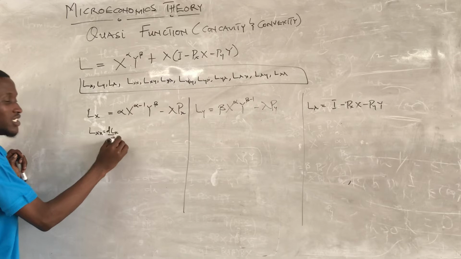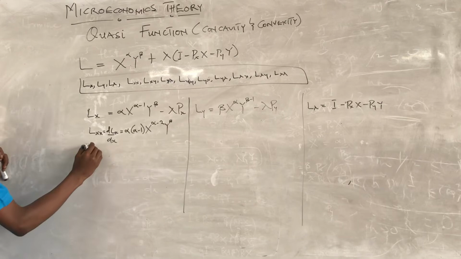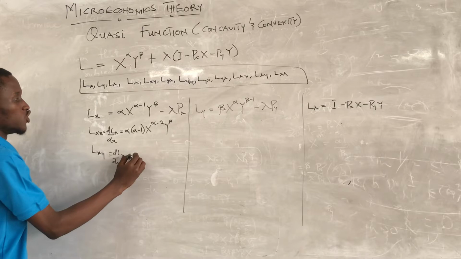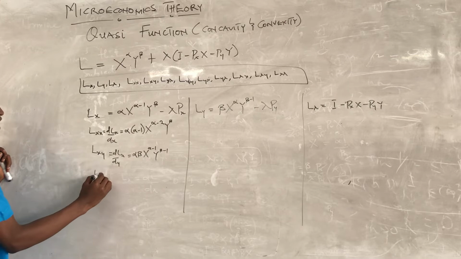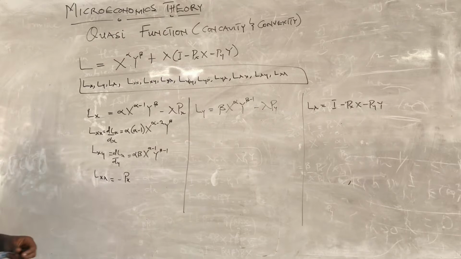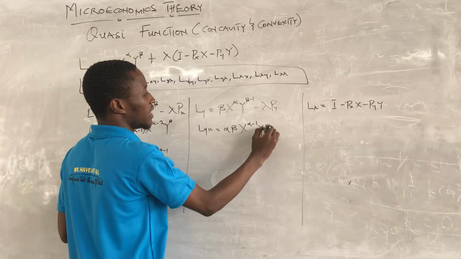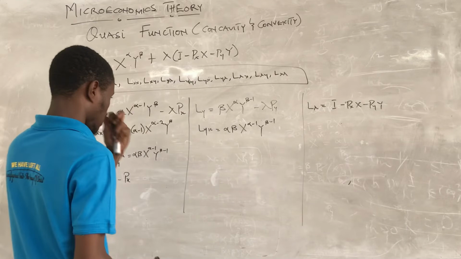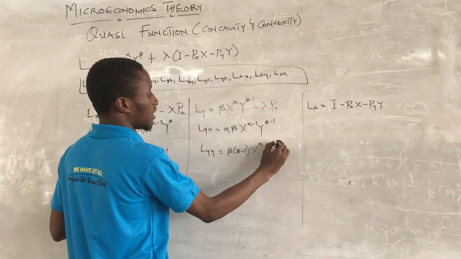This gives me alpha times (alpha minus 1) x^(alpha minus 2) y^beta, and the lambda term goes to 0. Then Lxy will be differentiating the Lx with respect to y. This will be alpha beta x^(alpha minus 1) y^(beta minus 1). Then Lx lambda is minus Px. Then we go to Ly. We find Lyx, which is alpha beta x^(alpha minus 1) y^(beta minus 1). Then I'll find Lyy, which is beta times (beta minus 1) x^alpha y^(beta minus 2). Ly lambda gives me minus Py.